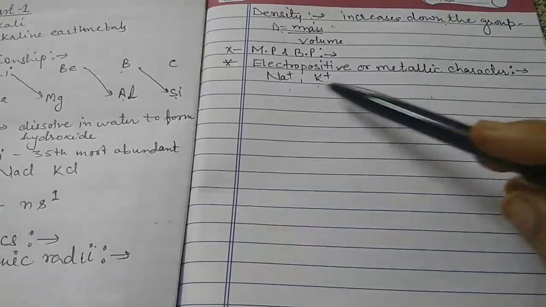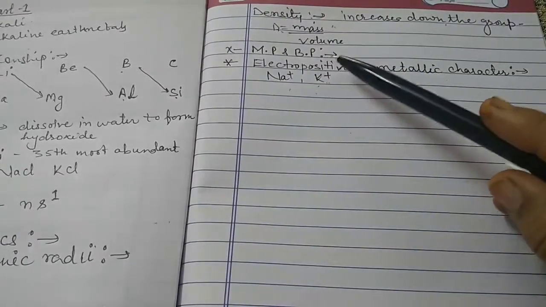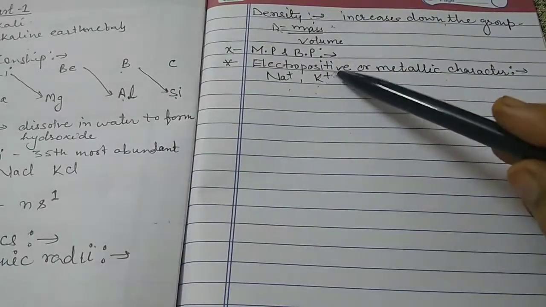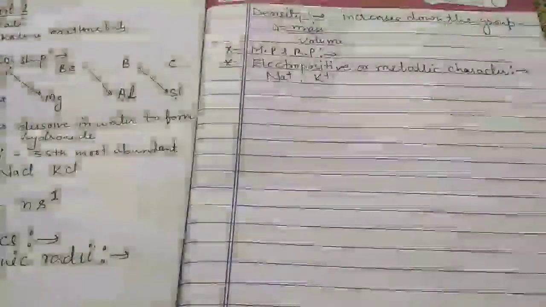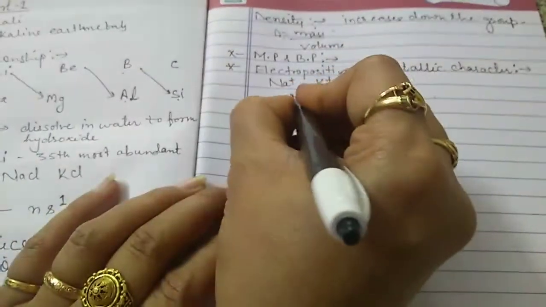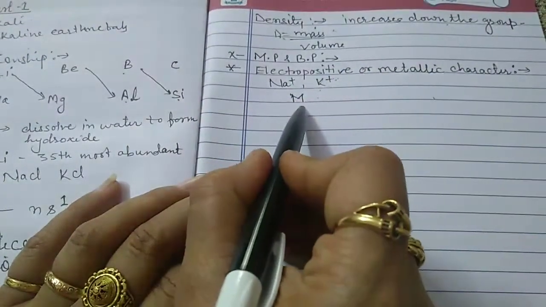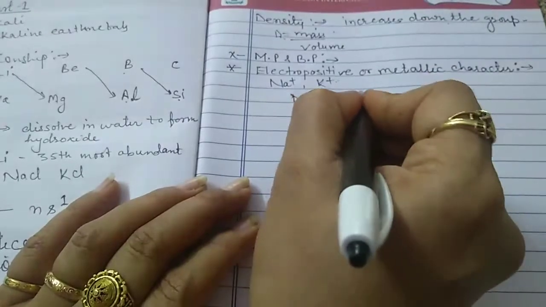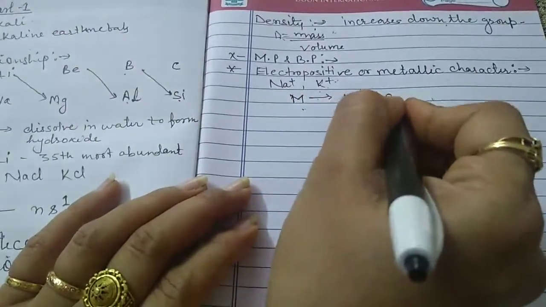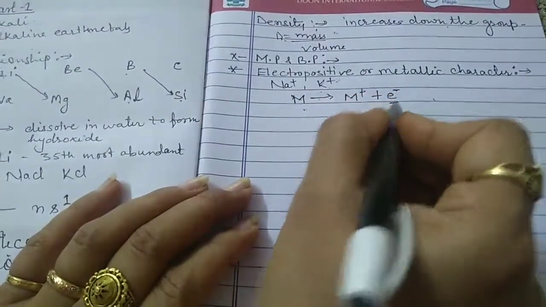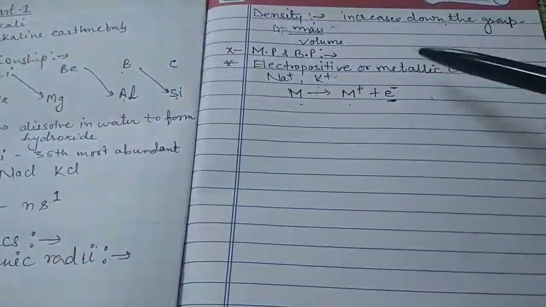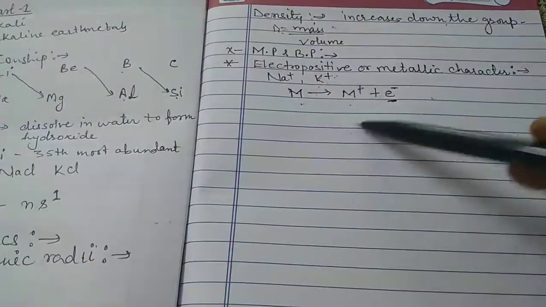The electropositive character of an element is expressed in terms of the tendency of the atom to release the electron. For example, here I am using the letter M for the alkali metal. So what happened? It becomes M+. And how does it become M+? By losing the electron. It loses one electron and becomes M+. So it means that they are all electropositive.